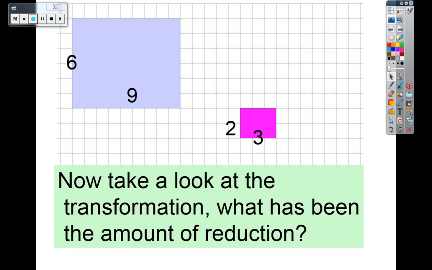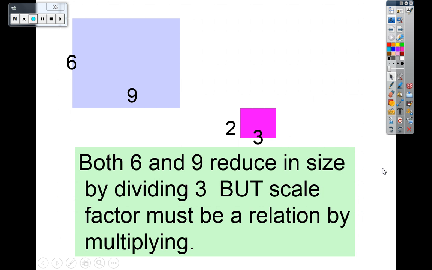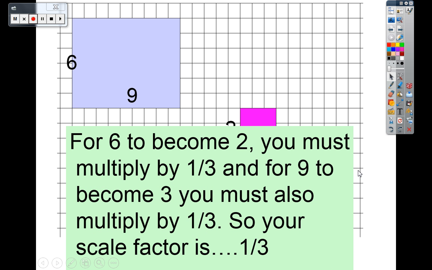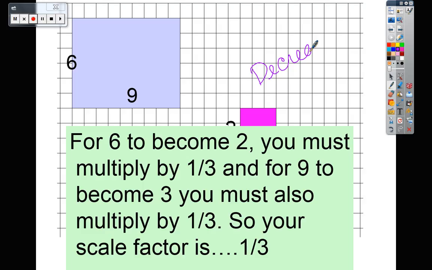Now let's look at this translation. Instead of going small to big, we went big to small, so we're looking for the amount of reduction. We see that 6 to 2, we immediately divided by 3. Both 6 and 9 reduce in size by dividing by 3, but scale factor must be a relation by multiplying. So how can we multiply 6 by something to give me 2? For 6 to become 2, you must multiply by 1/3, and for 9 to become 3, you must also multiply by 1/3. So your scale factor is 1/3. When you are decreasing in size, you will have a fractional scale factor.